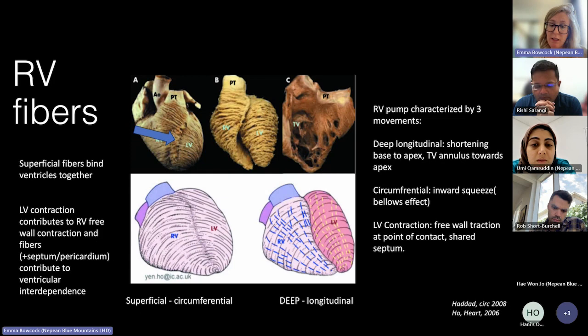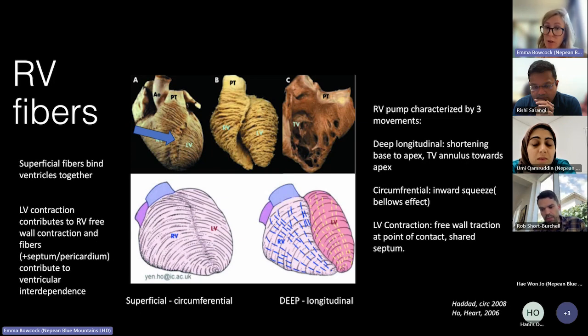In the movements of the RV, you have this longitudinal movement from base to apex, where your tricuspid annulus moves up towards your apex, and that's predominantly from these deep longitudinal fibers. But then we have that inward squeeze as well, which is that bellows effect, and that comes from these superficial circumferential fibers. And again, as I was saying before, the LV is really important to RV function as well.